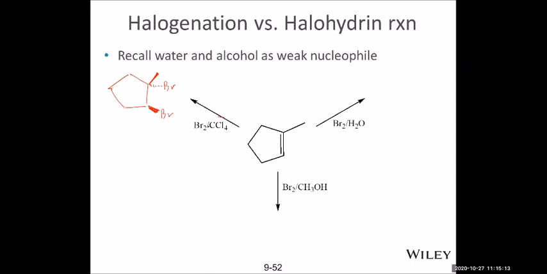You notice this solvent is not a nucleophile. CCl4 is not a nucleophilic solvent. It's actually a non-polar solvent, so it does not have a nucleophile to react. But with water or alcohol, you have the nucleophile attack reaction. All three reactions go through bromonium ion intermediates, and so we have stereochemistry like this. They all give me a pair of enantiomers, by the way.